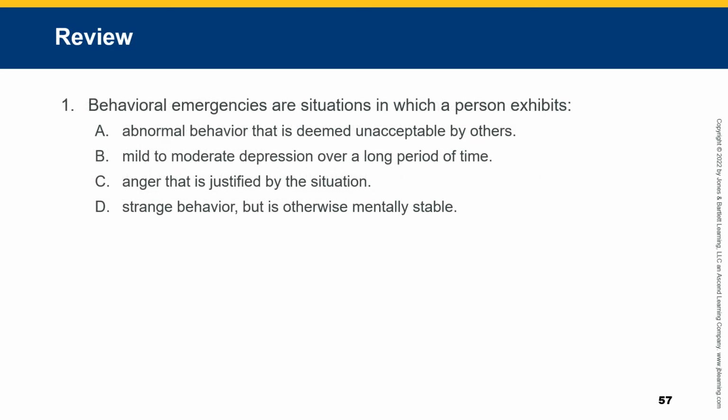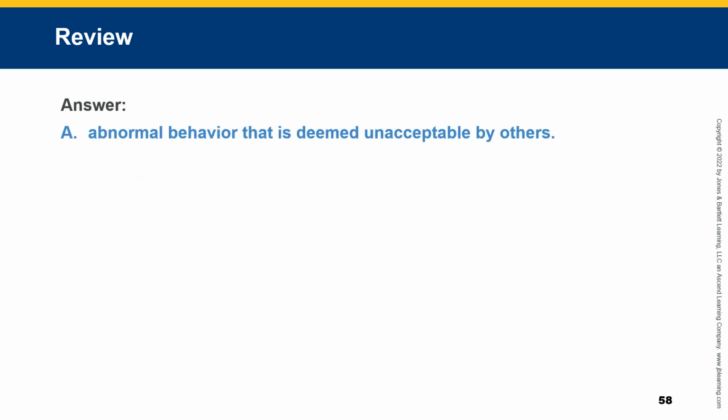Now let's go through some review questions. Question 1. Behavioral emergencies are situations in which a person exhibits A. Abnormal behavior that is deemed unacceptable by others. B. Mild to moderate depression over a long period of time. C. Anger that is justified by the situation. Or D. Strange behavior, but even though the patient's displaying strange behavior, they are otherwise mentally stable. And the correct answer is A. Behavioral emergencies are situations in which a person exhibits abnormal behavior that is deemed unacceptable by others.